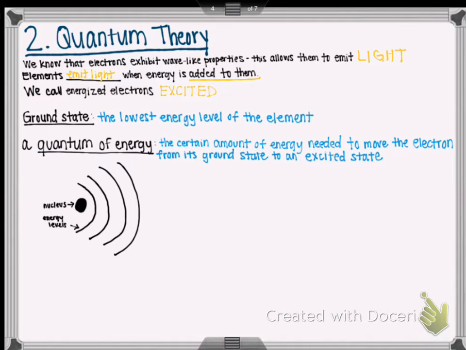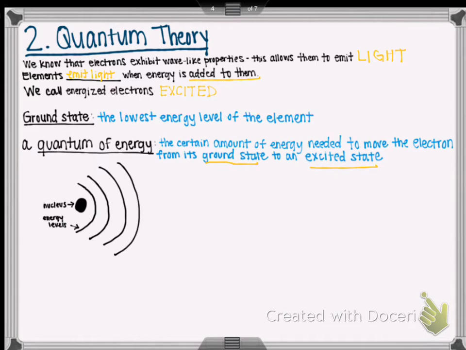So there's a couple terms here. Ground state. Ground state refers to the lowest energy level of the element. And a quantum of energy. A quantum of energy is a certain amount of energy needed to move the electron from its ground state to an excited state. So from its lowest energy level to an excited state.